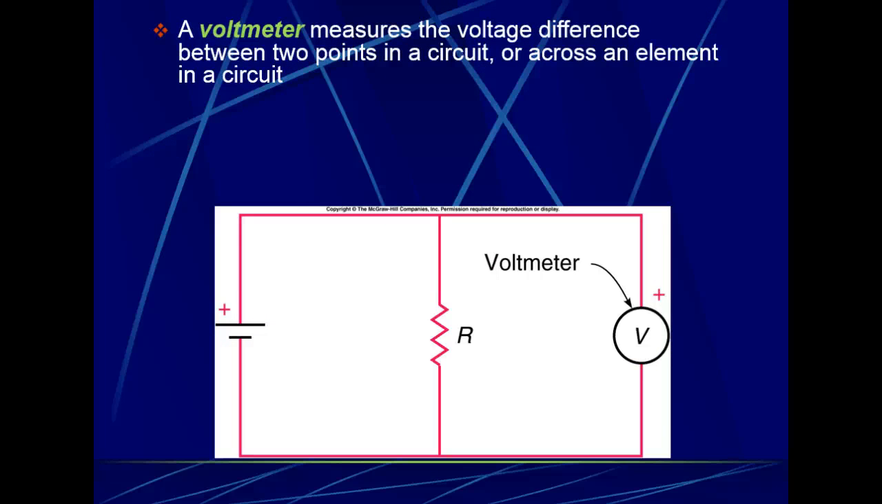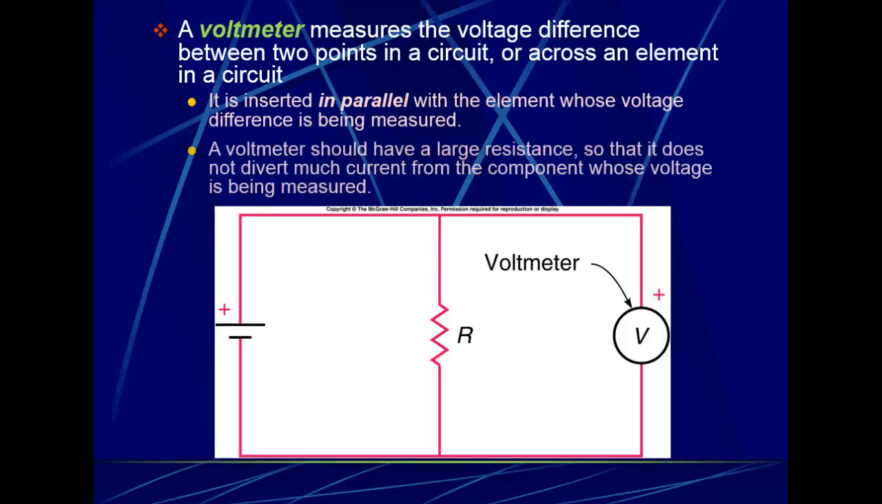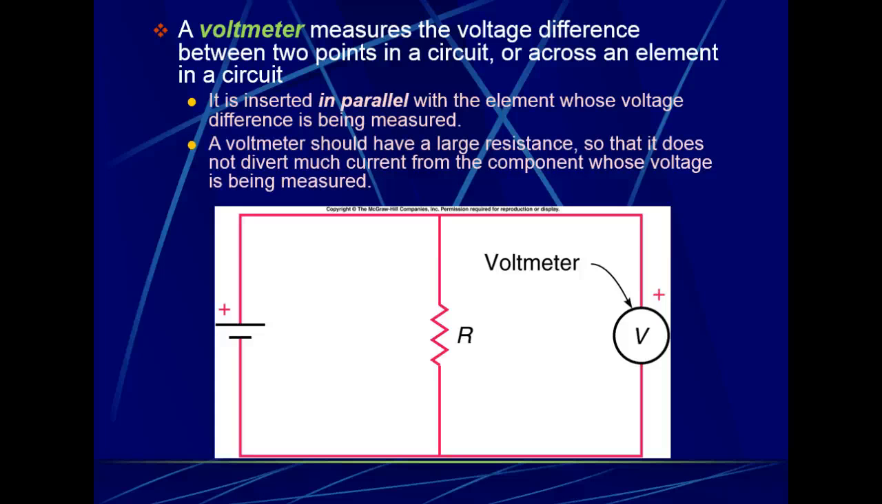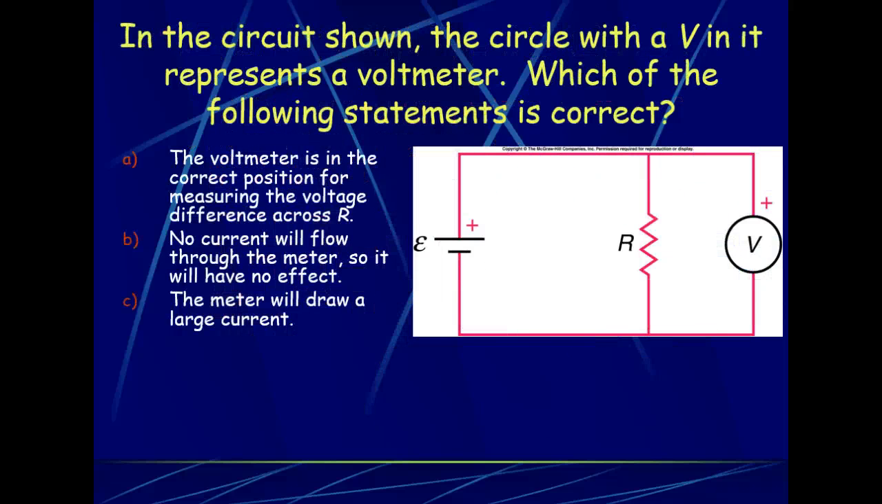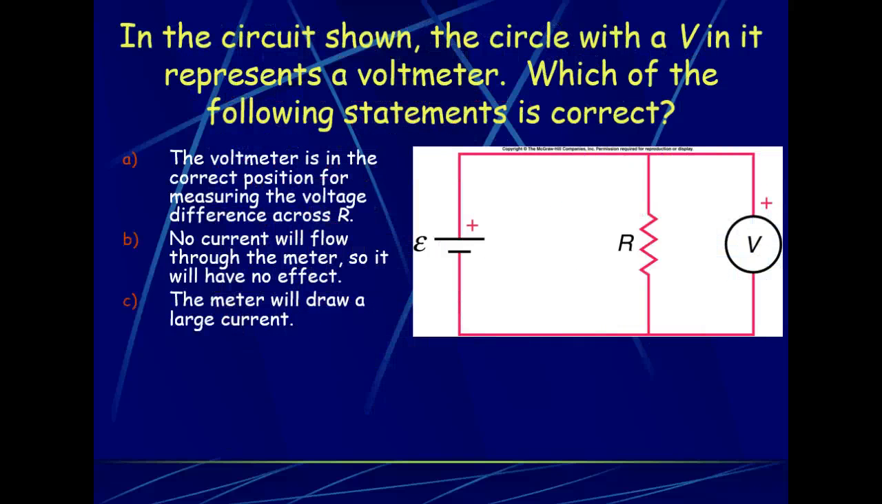That leads us to meters. A voltmeter is going to measure the voltage difference between 2 points in the circuit. We always put that meter in parallel. It has a very, very large resistance, so that very little current is diverted. And that allows us to measure things with a little bit more accuracy as regards to the voltage. So here we have a voltmeter in a circuit, and we want to know which statement is correct.